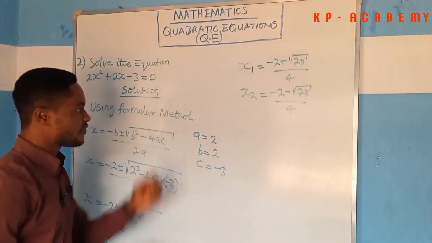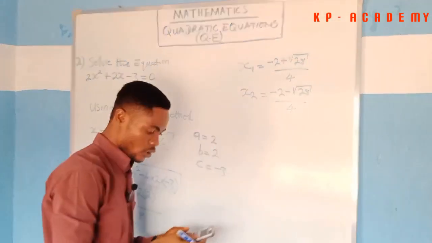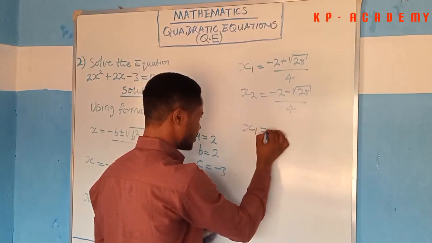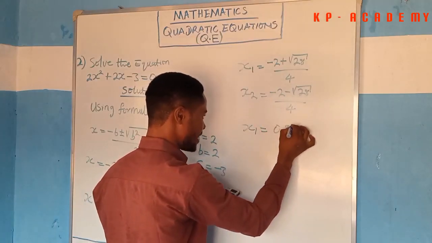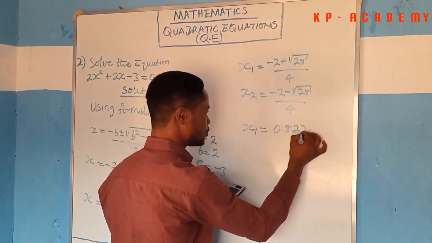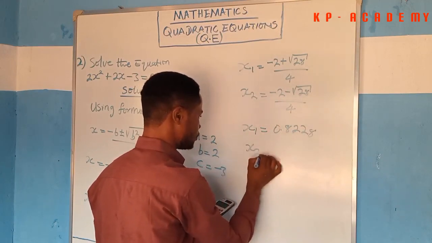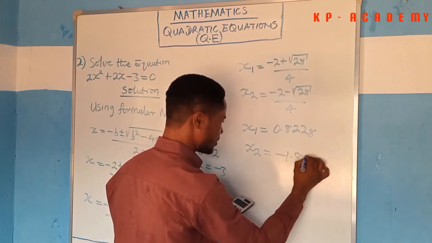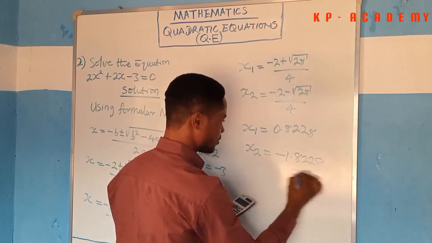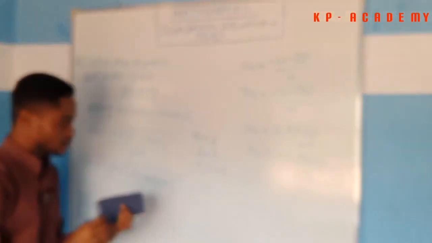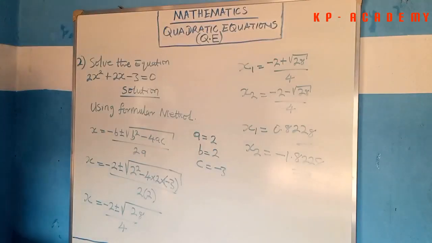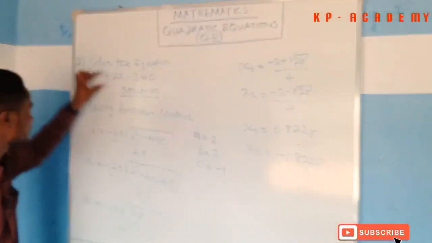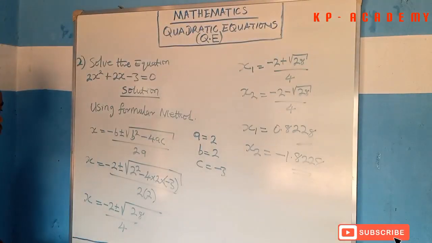All right. So now finally, evaluating completely, we're going to have that x1 is equal to 0.8228 and x2 is equal to minus 1.8228. All right. So these are the two answers for the value of x. All right. So these are the two roots of this quadratic equation. So please do well to take the notes.